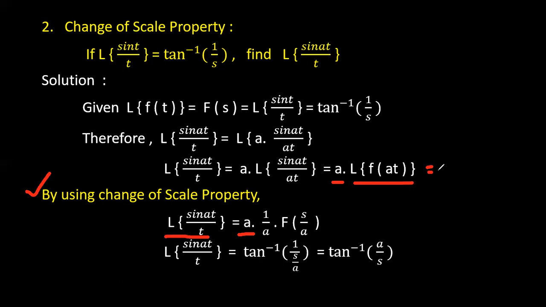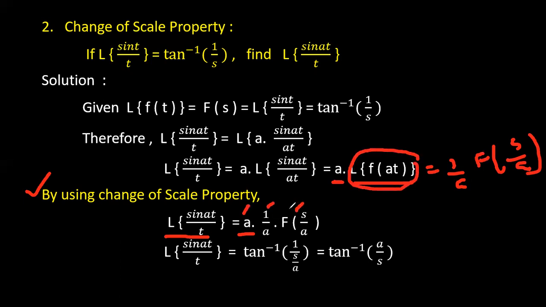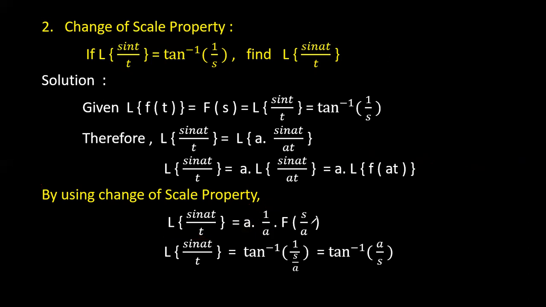That is nothing but 1 by a, f of s by a. It is multiplied by a, so this can be written as 1 by a f of s by a. So this a will get cancelled. So finally, what you will get is f of s by a.